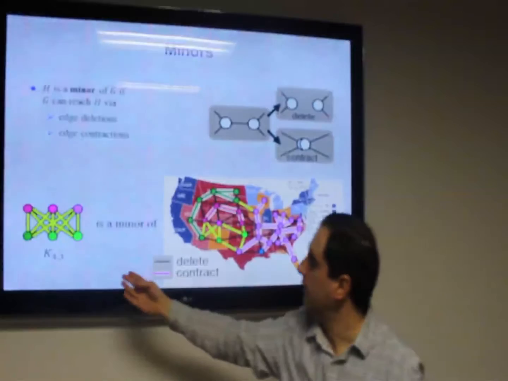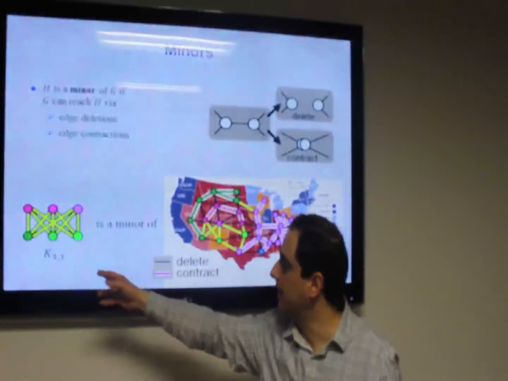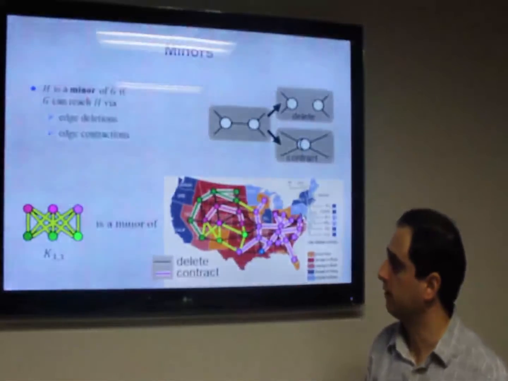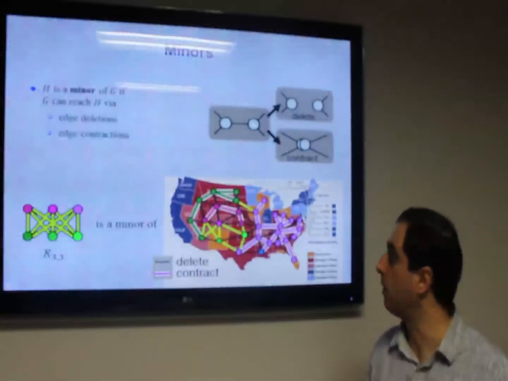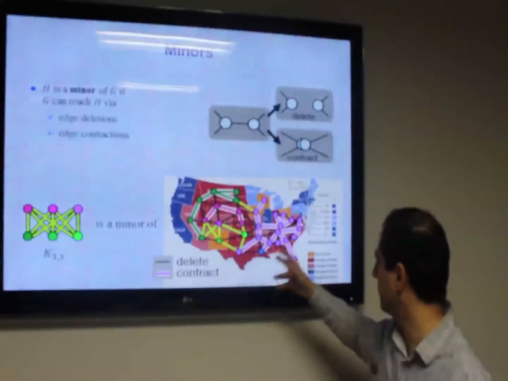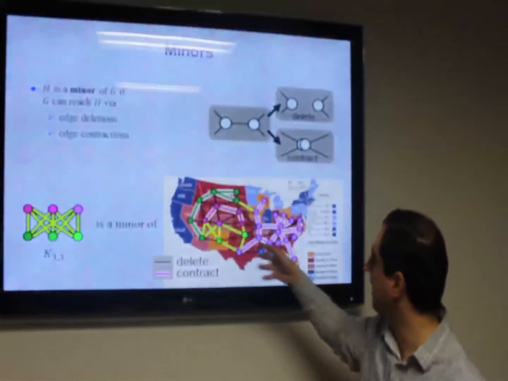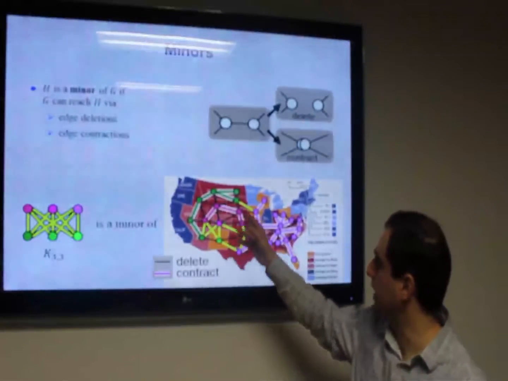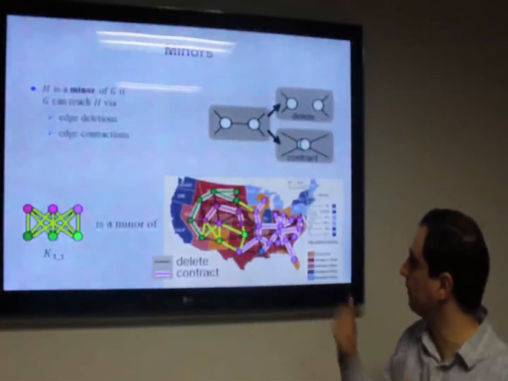For example, as you can see here, there is a K-three graph, a bipartite graph with 3 vertices on each part, which is a minor of this big graph. That is essentially the map graph of the US. And you can see how each edge can be obtained from contraction of which part of the graph.